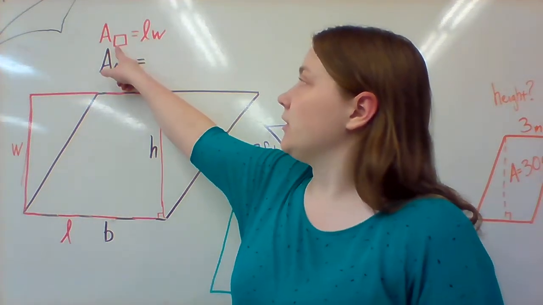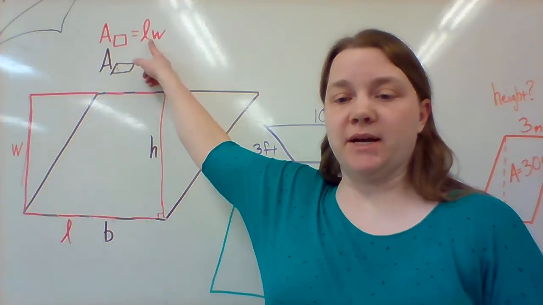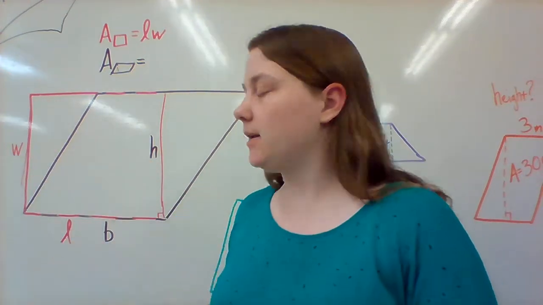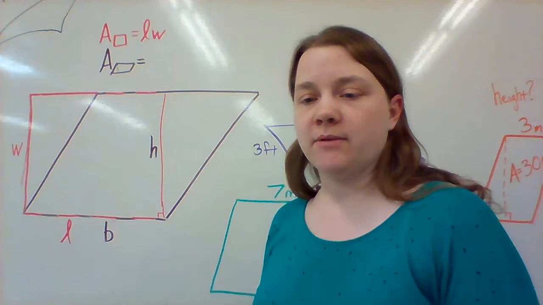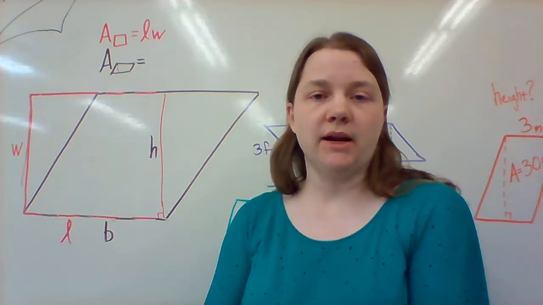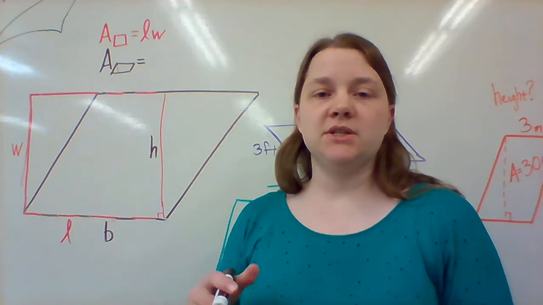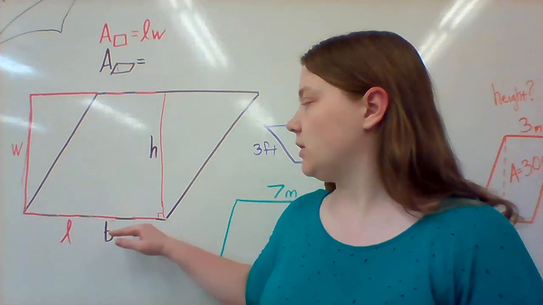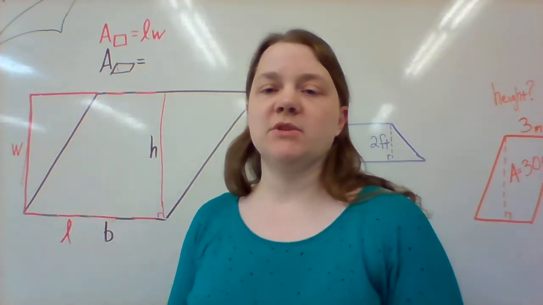So for a rectangle, we find the area by multiplying the length times the width. So we have the width going up and down the side, the length going across. I'm not really concerned with what you call the length and what you call the width on a rectangle, because if you were to tilt the rectangle onto its side, those two things would change. So as long as you know that one of them is the length and one of them is the width, I'm happy.